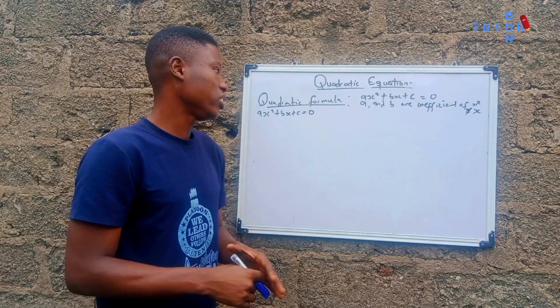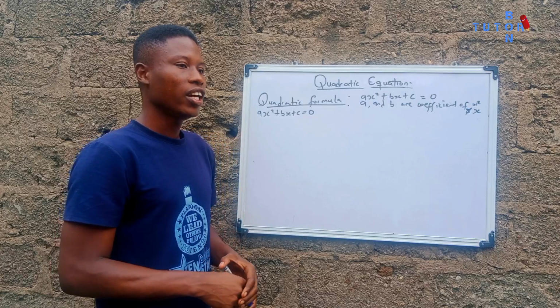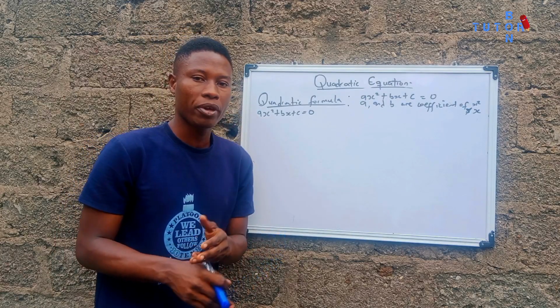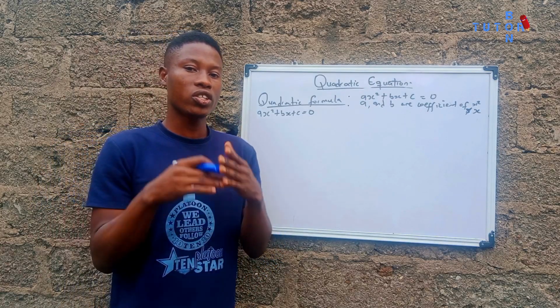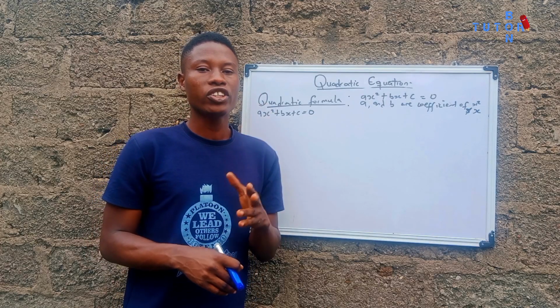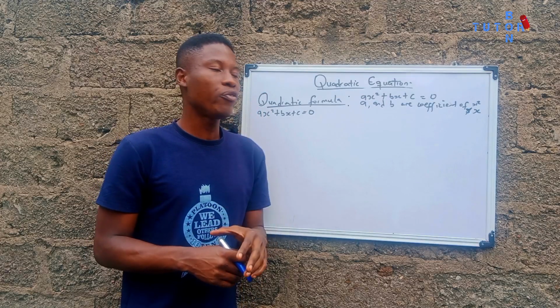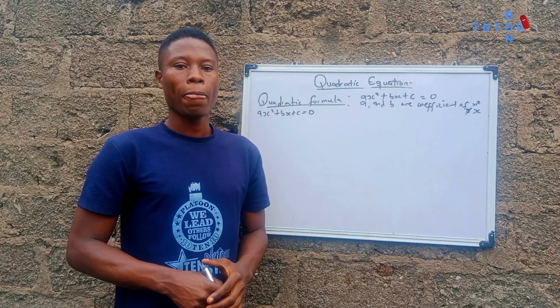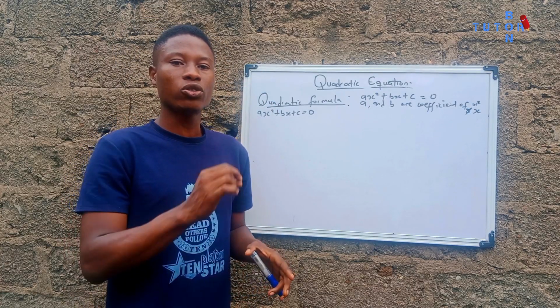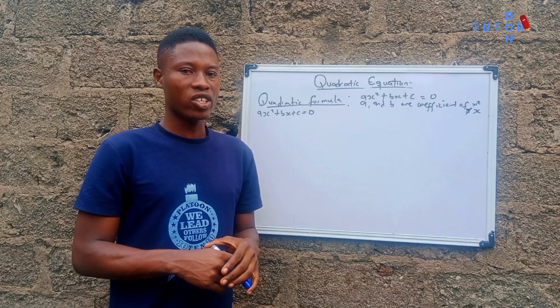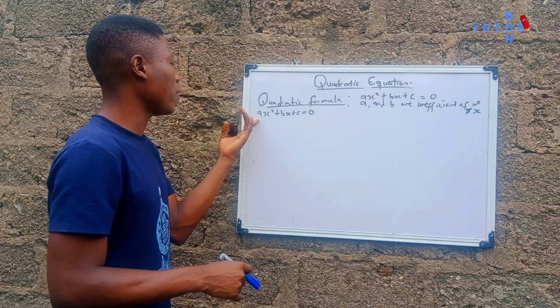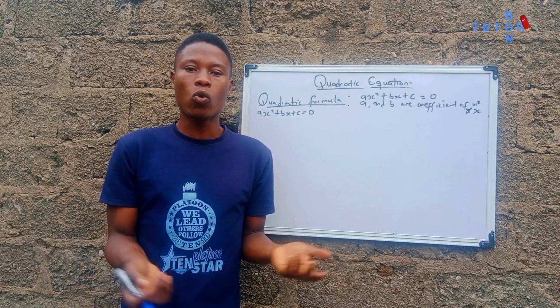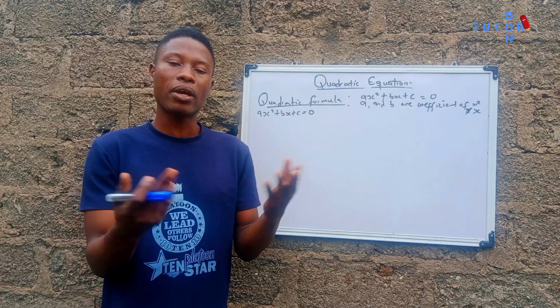let's talk about how it is derived. It is derived from this equation. Remember how we do the completing the square method. If you want to solve an equation using the completing the square method, the first thing is to make sure that the coefficient of x squared is equal to 1. And for you to do that, you must divide through the equation by the coefficient of x squared. And in this case, we don't know the value of a. a can be 1, 2, 3, or any number.